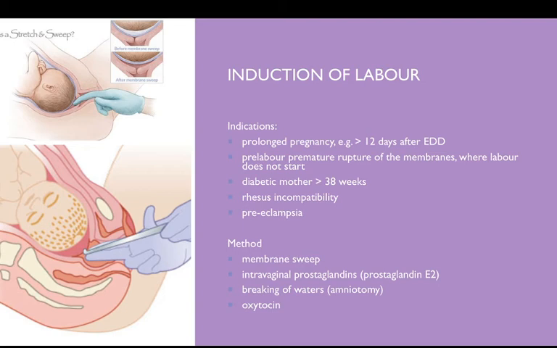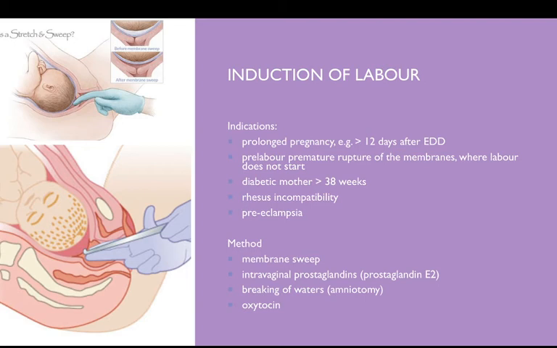Where you've got premature rupture of the membranes, however labour hasn't started, then you may induce labour. In diabetic mothers, you would induce labour if they haven't given birth after 38 weeks because of the risk of macrosomia and polyhydramnios. You'd want to induce labour at 38 weeks. In rhesus incompatibility, you may induce labour, and also in preeclampsia.